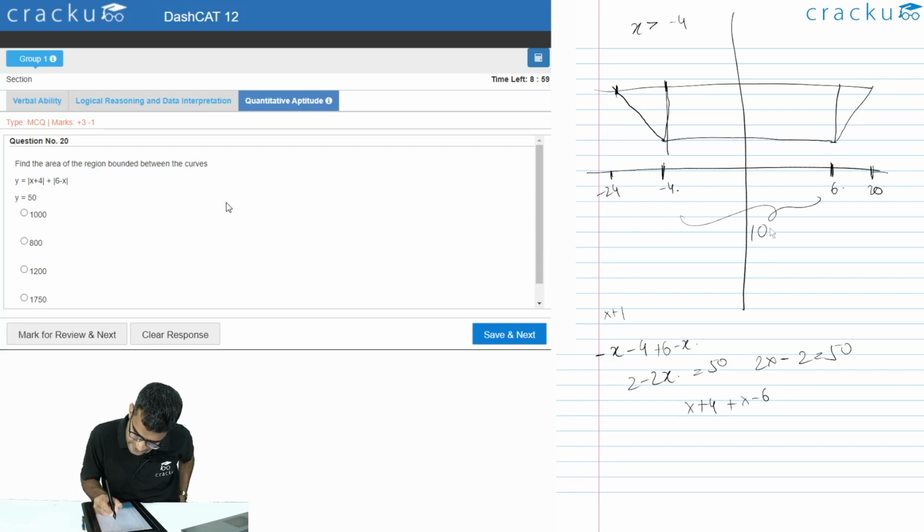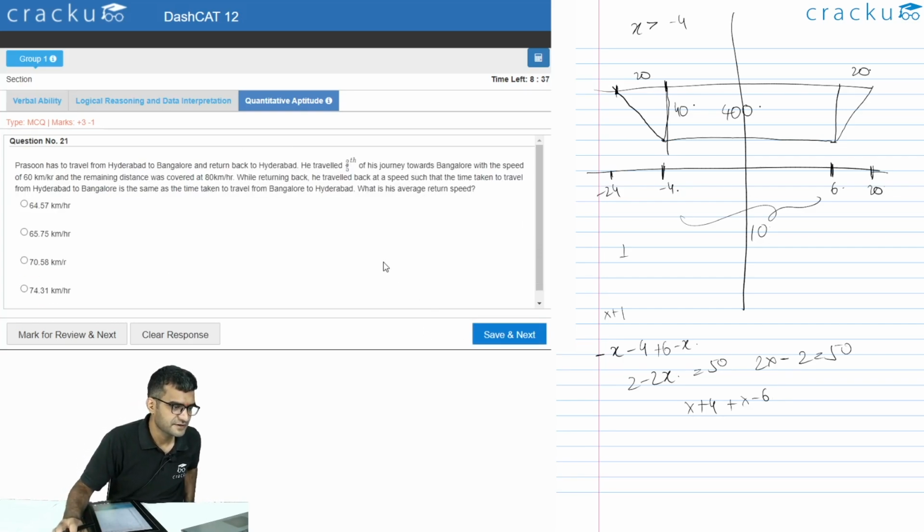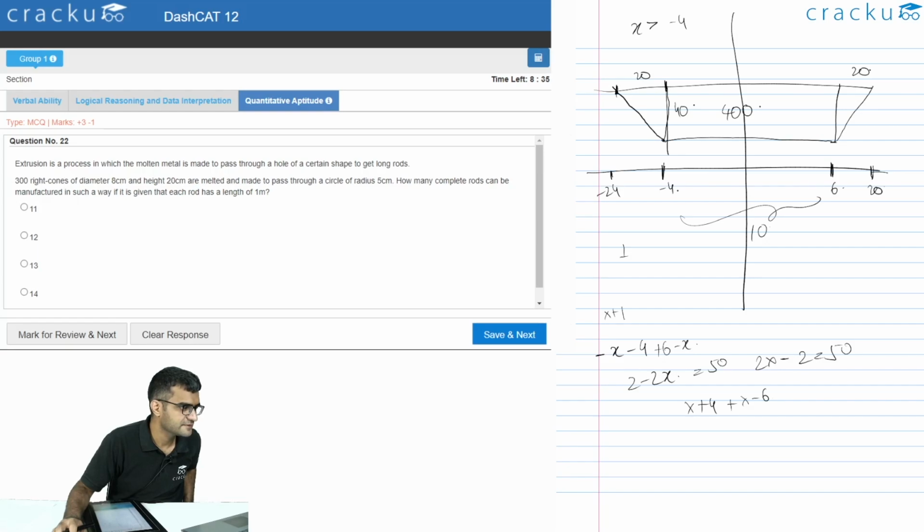This is 10 and this is 40. So this is 400. This is 20, this also is 20. So this is 20 into 40 is 800, correct? 800 plus 400 is 1200. Okay. I'm just worried that I made some mistake. This can be answered with time.